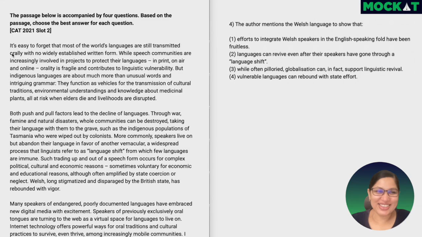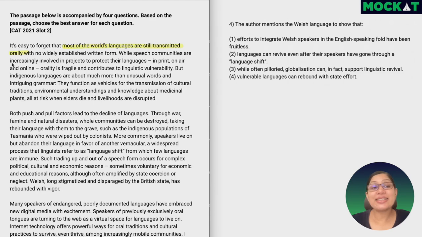So now let's start off with the passage finally. It's easy to forget that most of the world's languages are still transmitted orally with no widely established written form. So most of the world's languages are, people are speaking, right? It's being transmitted orally and they don't even have a well-established written form.